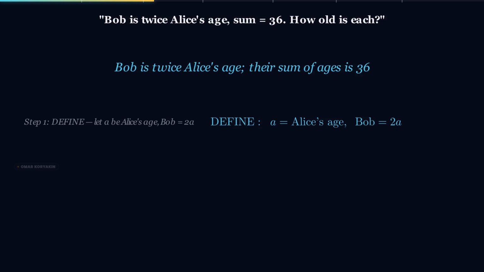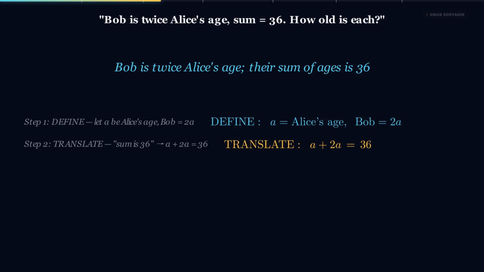Step 1. Define the variable: let A equal Alice's age in years. Then Bob's age is described as twice Alice's age, so Bob's age is 2A. Both unknowns are now expressed in terms of the single variable A, ready for translation.